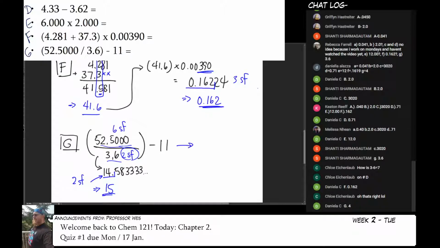So now this problem looks like this. 15, which I reported, minus 11, which if we set it up vertically, looks like this. And I can round to the ones place because I have a digit in the ones for both of those. This is the answer you report.